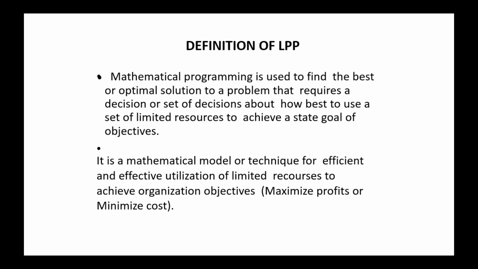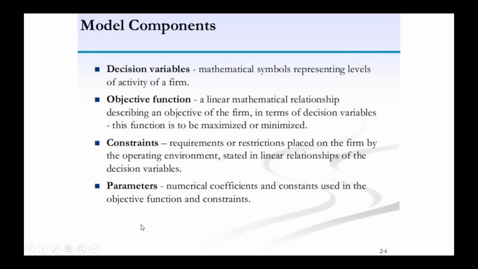Model components. Now, the model components of linear programming, number one, is decision variables. The decision variables are the mathematical symbols representing levels of activity of a firm. Number two, we have the objective function. The objective function is a linear mathematical relationship describing an objective of the firm in terms of decision variables. This function is to be maximized or minimized.